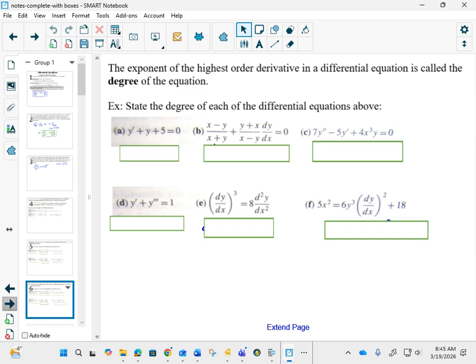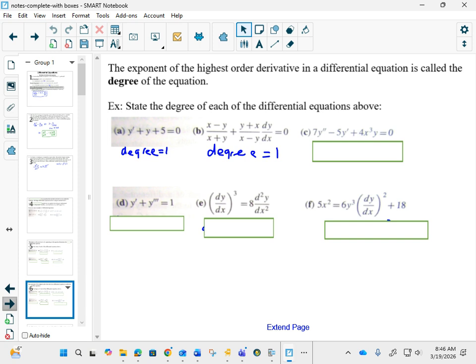The exponent of the highest order derivative in a differential equation is called the degree. I don't know if you remember learning about degrees of functions way back in grade 9. You just looked at the highest exponents of the variable. Now in a differential equation, we're looking at the highest exponent of the highest derivative. So this first one has an order of 1 and also a degree of 1. Second one had an order of 1, and what's the exponent of that derivative? Also a degree of 1.